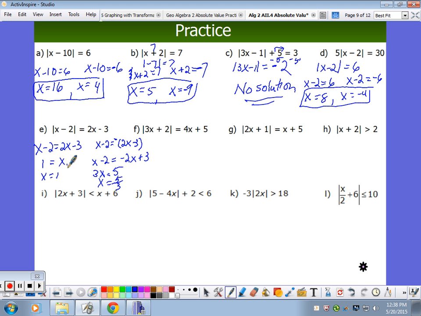Plug the 1 in. 1 minus 2, well that's negative 1. Take its absolute value, you get 1. Put a 1 in here, you get 2 minus 3, negative 1. Are these things equal? No, this one doesn't work. We're going to reject this guy.